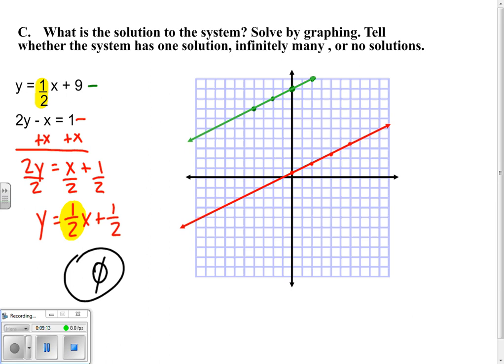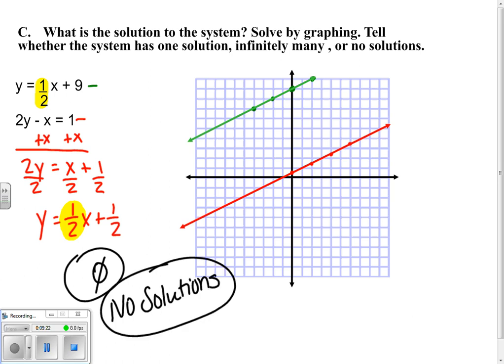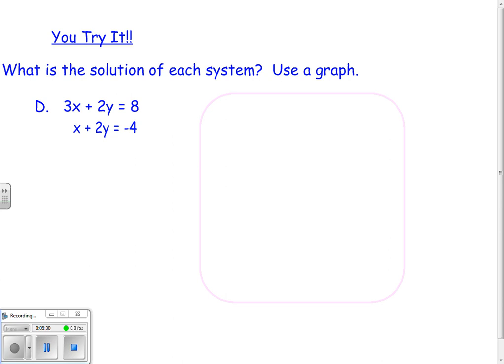It does say tell whether it has one solution, infinitely many, or no solutions. So just to be clear, I'll write no solutions. These lines are parallel. This is considered to be an inconsistent system. It will never touch. Pause the video and do the you try it.